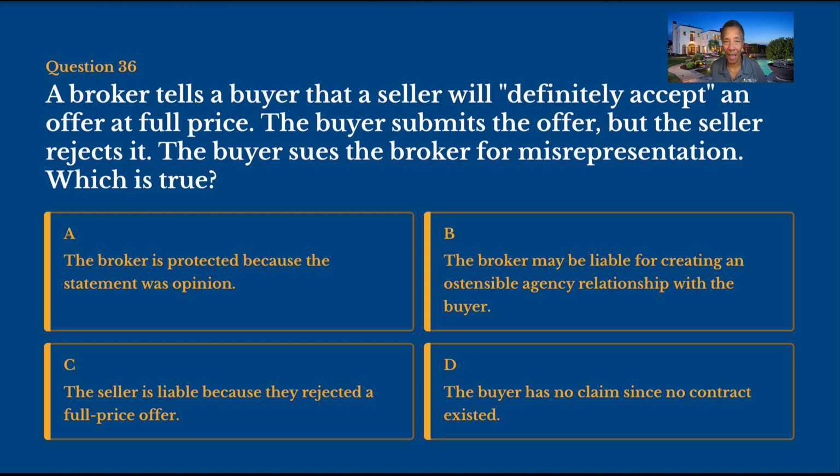B, there's no ostensible agency here. We already know, again, ostensible agency is when you lead a person to believe you're their agent and you're not. So B, let's throw that out. C, the seller is liable? No, seller can reject whatever they want to reject. So the best answer here is D. The buyer has no claim since no contract existed. What damages did the buyer have? You need to have damages. You can't just go around suing everybody. Can he just kind of maybe get rid of this broker? Yeah, he could.